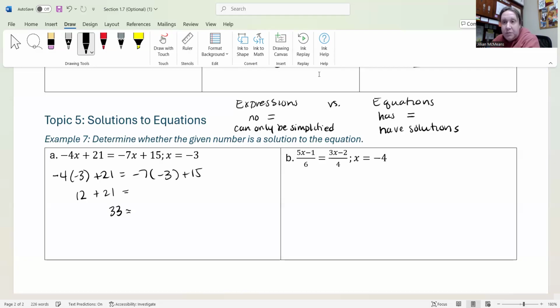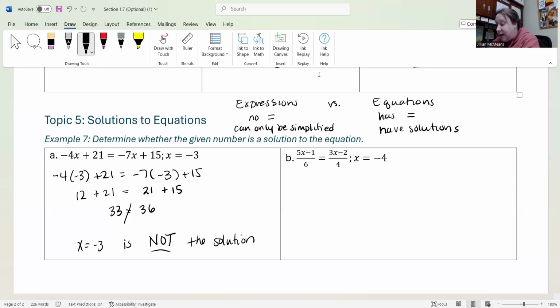So let's see how that compares to the right-hand side of this equation. We have negative 7 times negative 3. Multiplying two negatives becomes a positive. So we get positive 21 plus 15. You can see at this point that this is not going to be true, but let's go ahead and work it out. 21 plus 15 gives us 36. Since 33 does not equal 36, x equals negative 3 is not the solution. Okay?